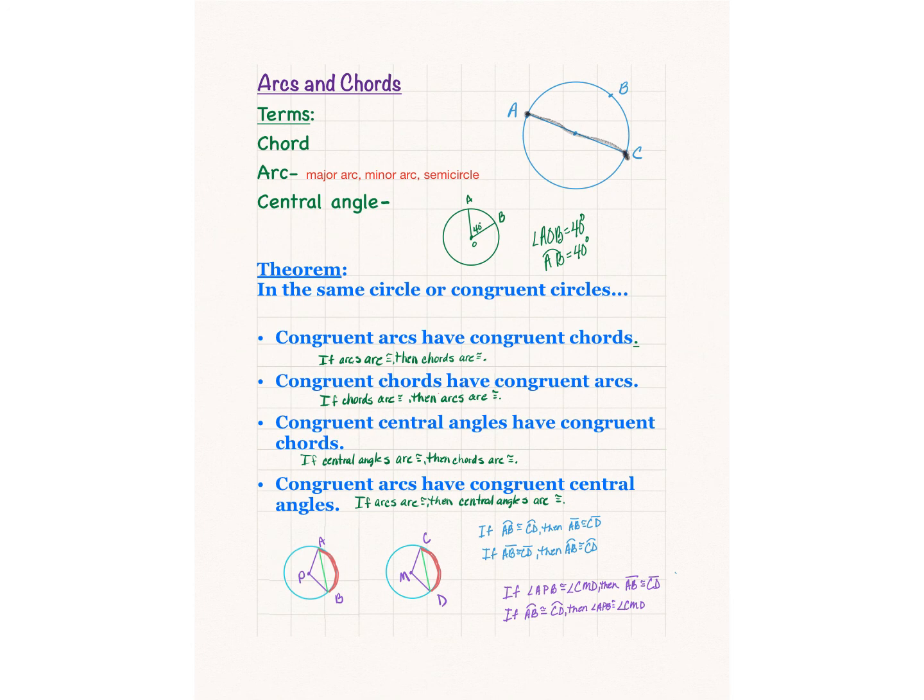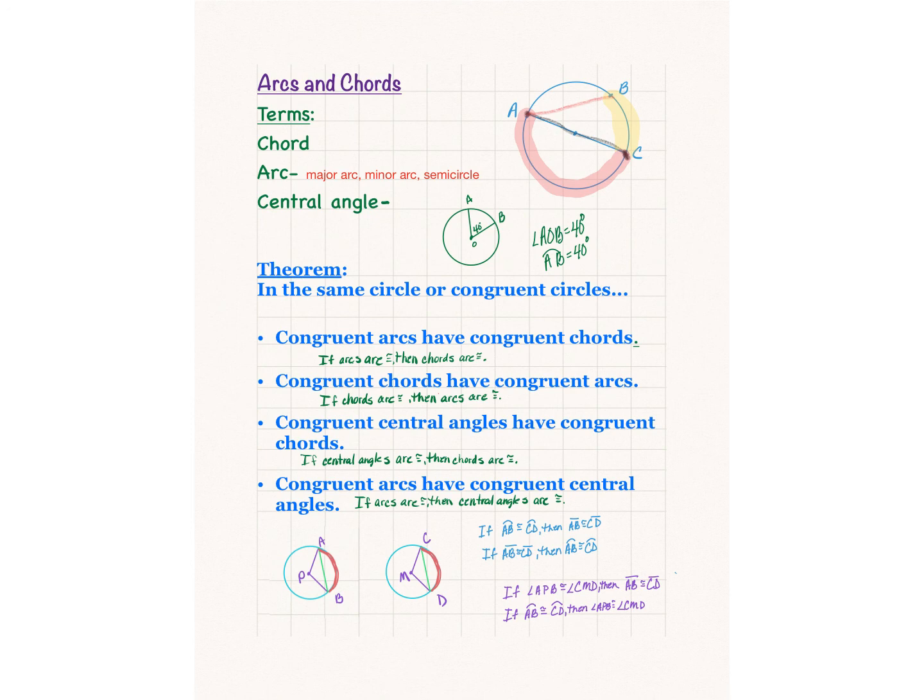I could also have a chord that connects A to B. That's a chord. So any segment that has ends on the circle. An arc is a distance around the circle. So an arc might be BC right here. That would be an arc. We could also have a semicircle, which is also an arc of the circle. So any distance around the circle.